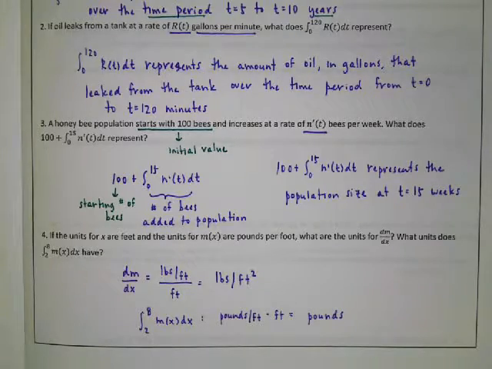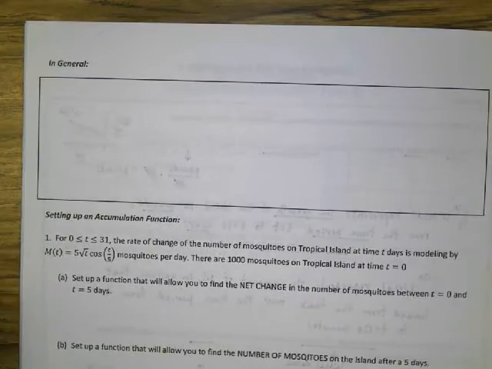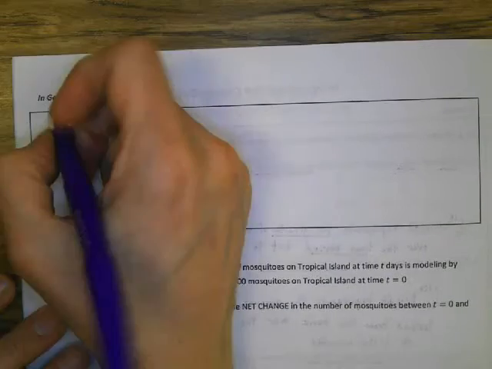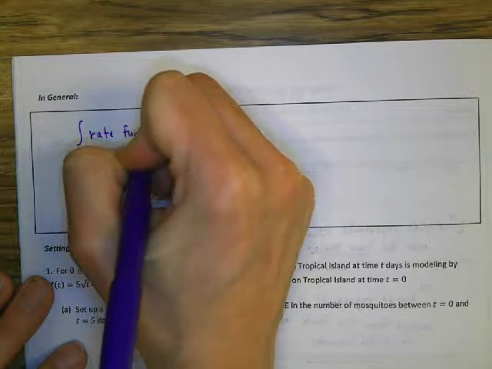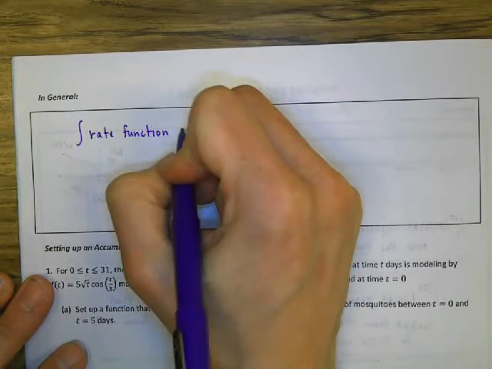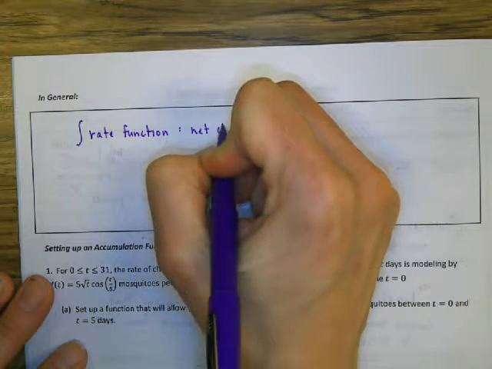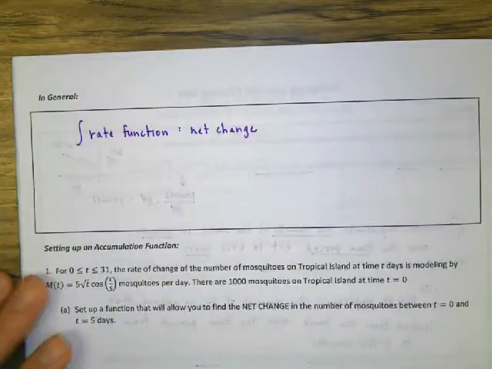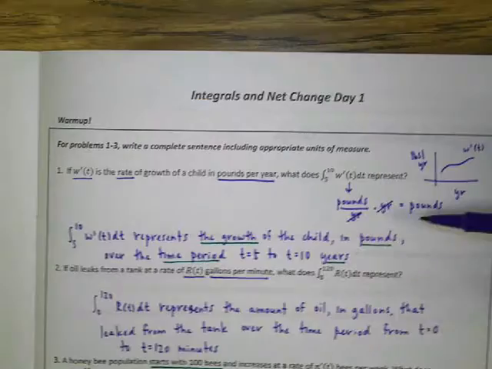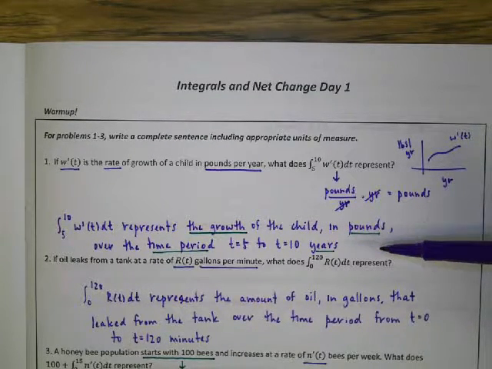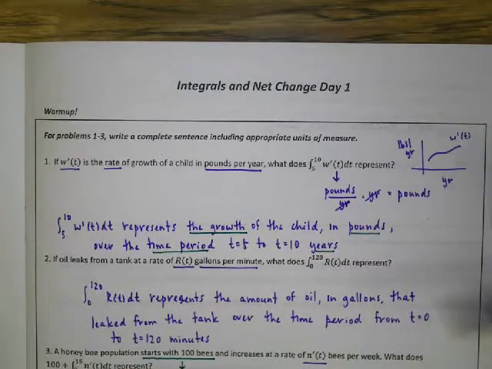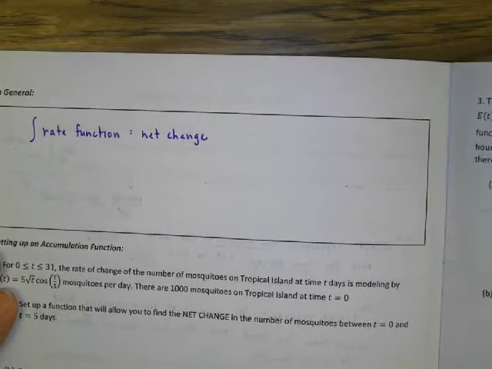All right, so let's start looking at some problems. Now, here's the key to all of these problems. In general, if I integrate a rate function, that's going to give me the net change. So if we think back to example 1, when I integrated that rate of growth, I got the change in that child's growth. We got how much he grew over that time period. So integrating a rate function is going to give us the net change.